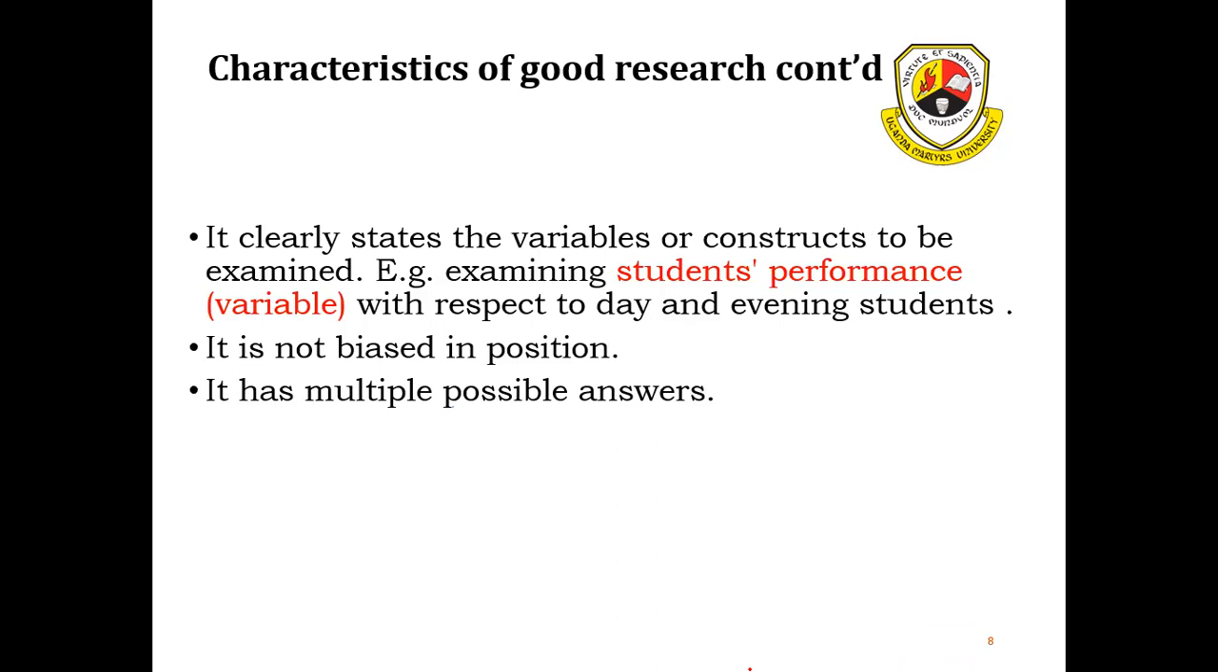A good research states the variables or constructs to be examined, what it is you're going to research on. Specifically, you're clear: I'm going to research on efficiency, and efficiency includes time, cost. You identify the things that actually talk about efficiency. These are the variables I'm going to talk about if I'm going to talk about efficiency. Okay?